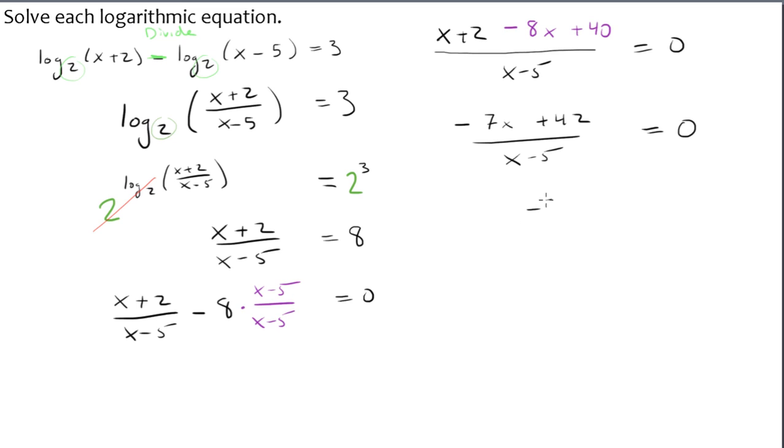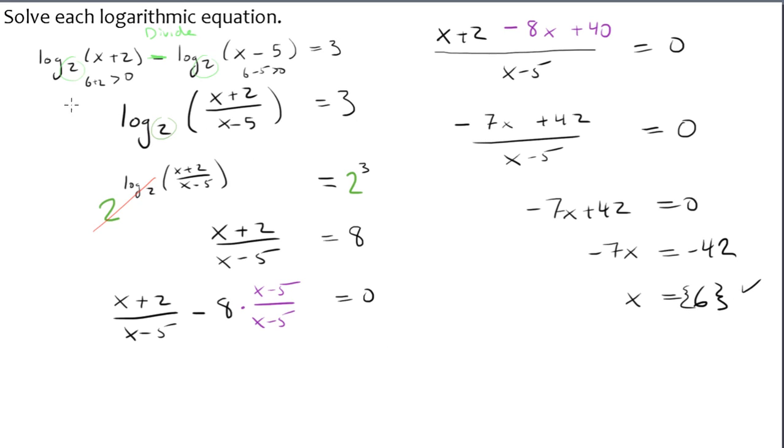Okay, so minus 7x plus 42 is equal to 0. Minus 7x is equal to a negative 42. So x is equal to 6. That's our answer. 6 plus 2 is greater than 0. 6 minus 5 is greater than 0. So that means it checks out. Our solution space is 6, and it checks out, and it's in the domain of both logarithms. Great. Join me next time where we'll do some more solving.